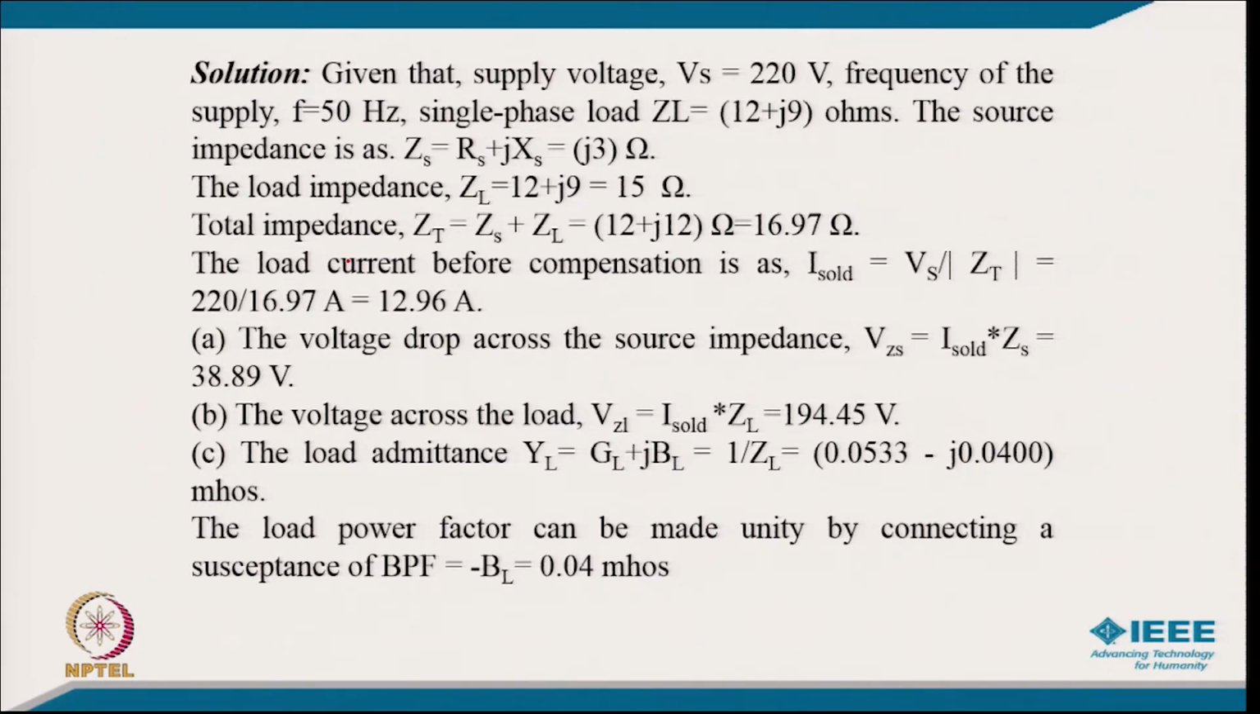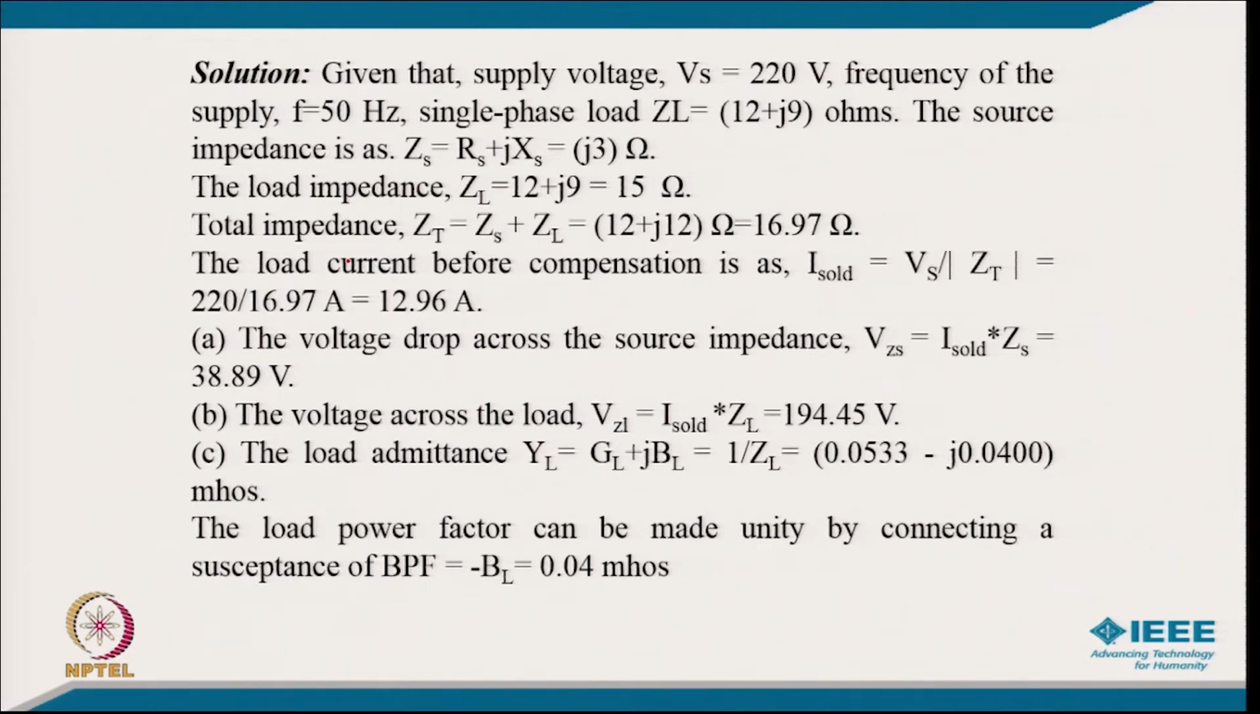And the voltage across the source impedance now will be IS old into ZS, and that you can call it 12.96 into your 3 ohm inductive. So, 3 into that will be your 38.89. So, that is the voltage across the source impedance, and the voltage across the load we can find out from IS old into ZL. So, in place of 220 we are getting the voltage across the load only 194.45, because of the source impedance. So, that is the remaining voltage, the drop across the source impedance.